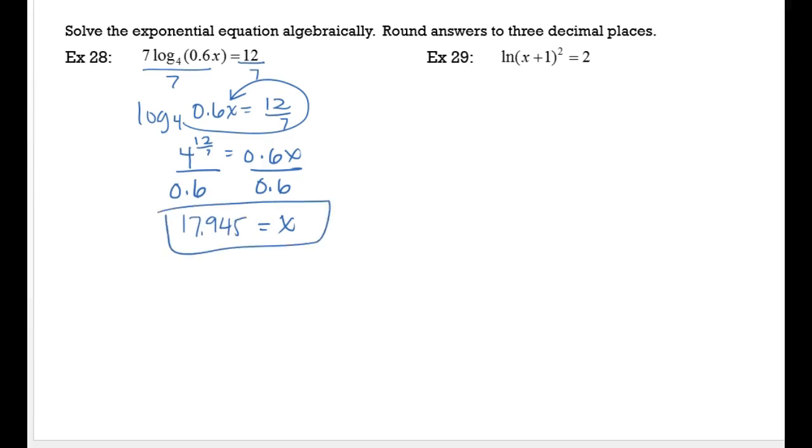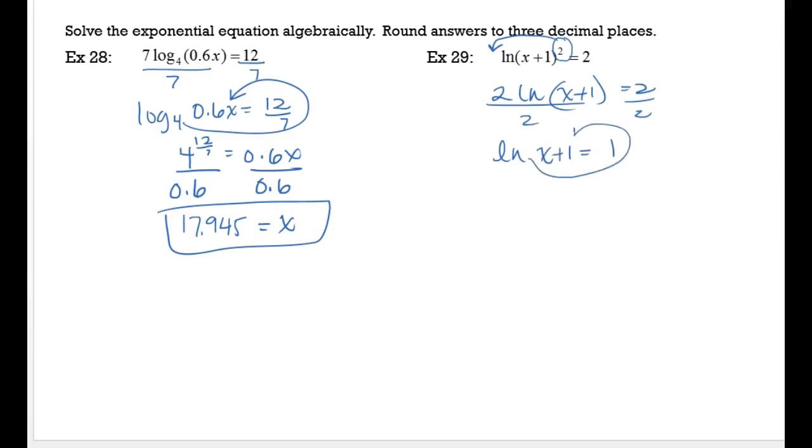All right, last example. Now, how can we move this? Well, remember our power rule. You can take that 2 and move it to the front of the logarithm, and everything remains good to go. Then I would just divide both sides by 2. So it's the natural log of x plus 1 equals 1. Then if I swirl this, keeping this intact, e to the first is x plus 1. Subtract 1. E minus 1 is equal to x.